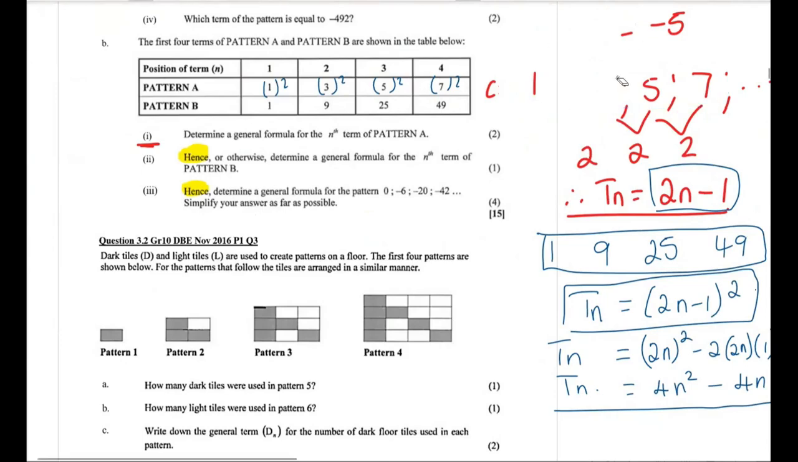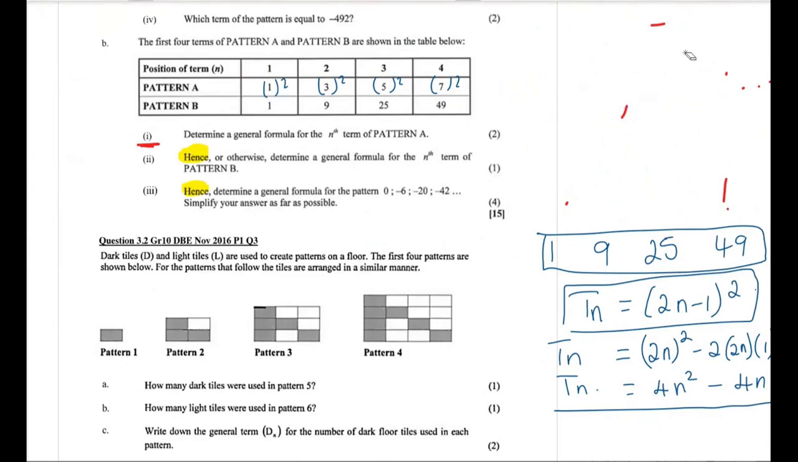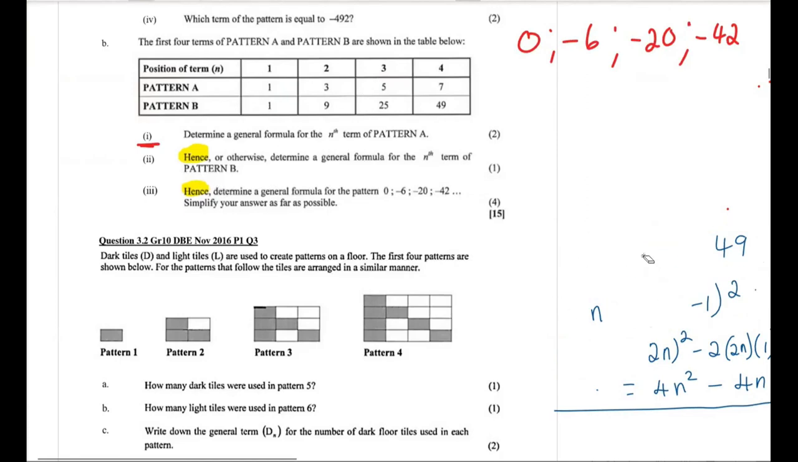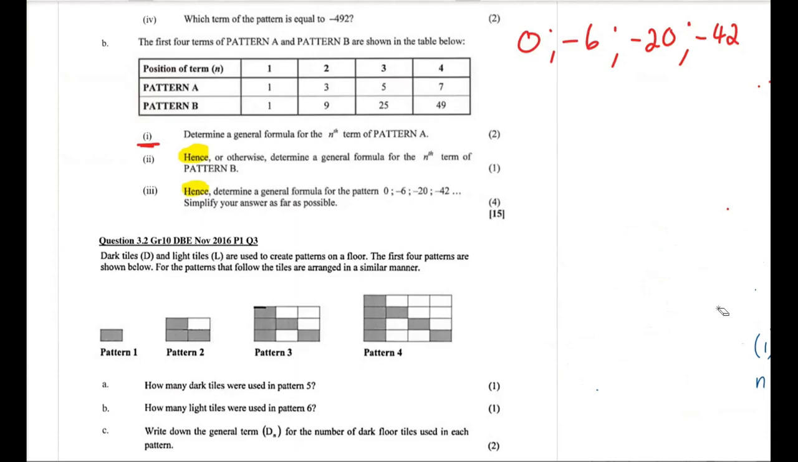Right. Let's look at this pattern. Do we see anything important or similar to what we know above with the pattern A and pattern B? This is 0, minus 6, minus 20, minus 42. What do we see? Do we have anything that we can say from these two here? Because the moment they say hence, it means I can use something above here to get my answer. Right? Look at the table. Pattern A, pattern B. Is there something they used in pattern A, pattern B to create 0, minus 6, minus 20, minus 42?